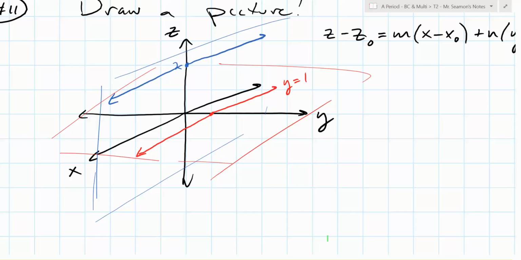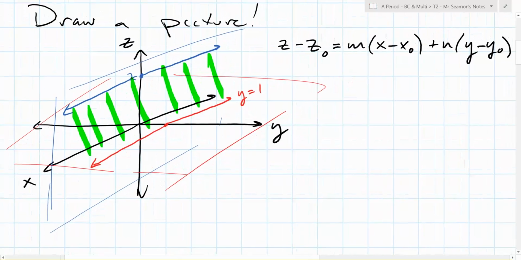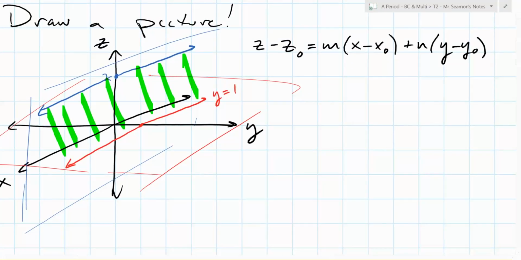The plane we're looking at looks like this. There it is. It extends infinitely back, forward, up, and down, but it's tilted on an angle like that. So what's the easiest piece of that equation to fill in?